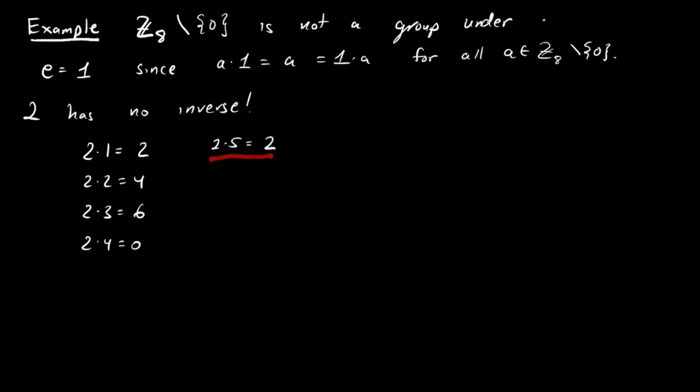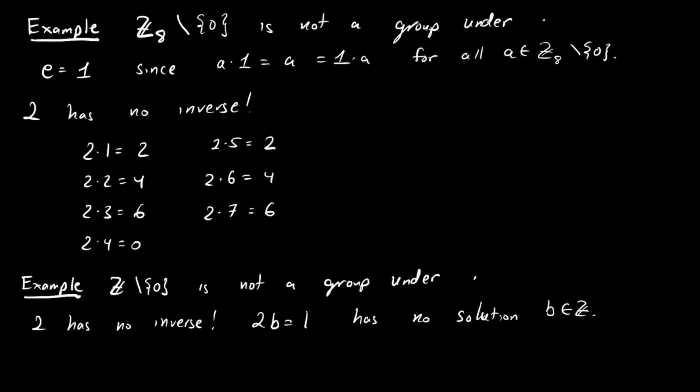2 times 5 is equal to 2. 2 times 6 is equal to 4. And 2 times 7 is equal to 6. So I see right away that there's nothing I can multiply against 2 to give me back 1. And I see that 2 times 4 lands me outside of my group, or outside of my set, rather. It lands me outside of Z8 minus 0 because I end up with 0. Okay, so Z8 minus 0 is not a group under multiplication. And here the main obstruction is the fact that we have 0 divisors.